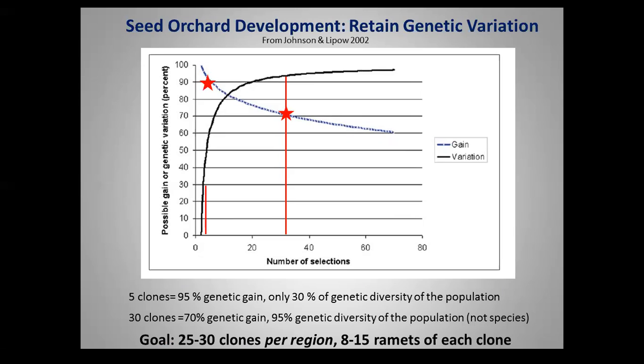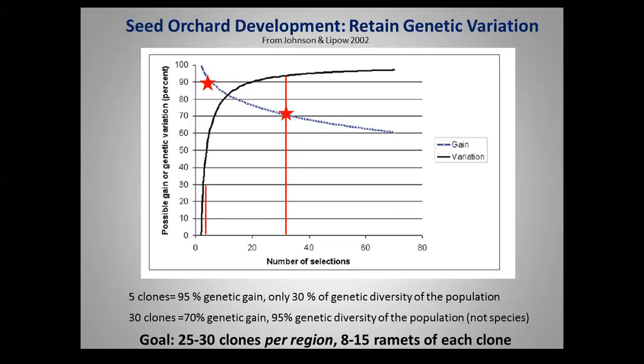So our goal when we're developing our seed orchards is to get between 25 and 30 clones so that we're preserving 90 to 95% of the genetic diversity of the population per region. And I want to stress per region. We're not talking about 25 or 30 clones that are going to be used to populate the entire range of American beech, because we want to make sure within that variation is that adaptive capacity that those trees have developed to adapt and grow in the region that they're in. So we're returning them to their region.